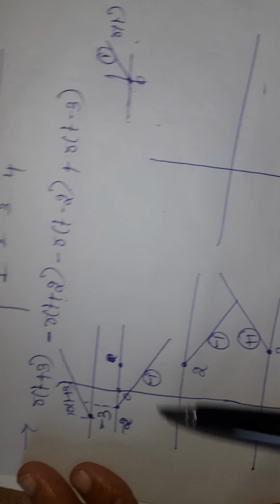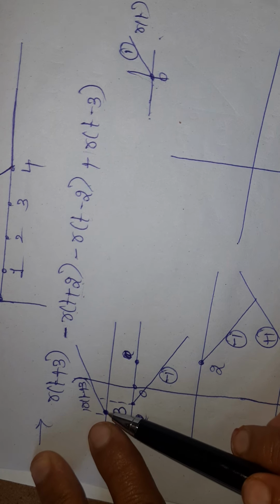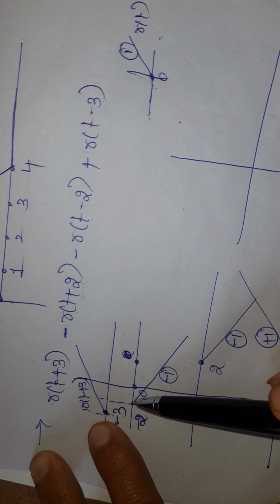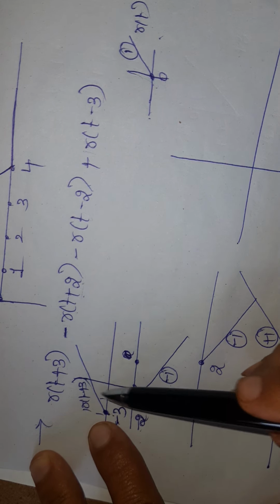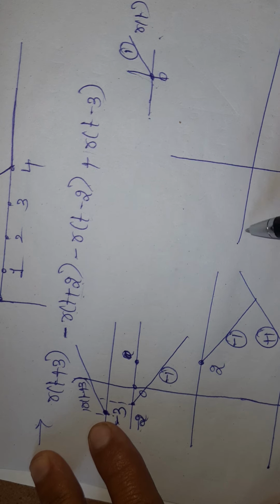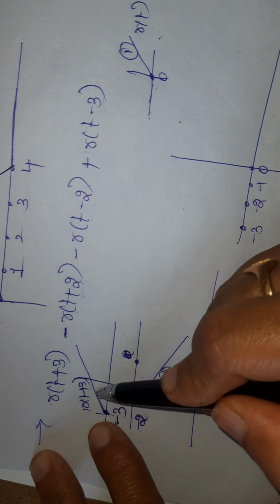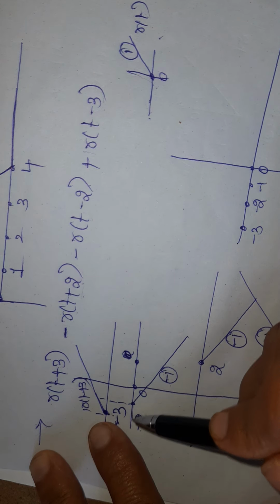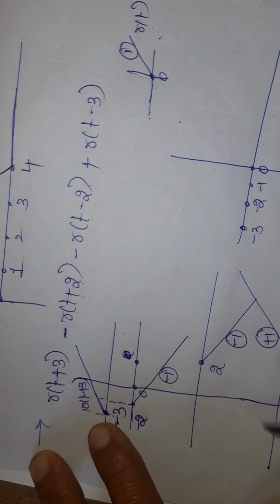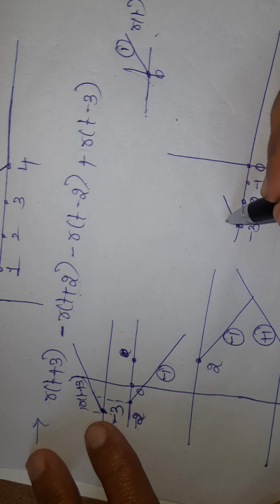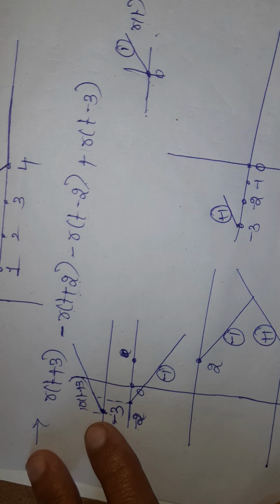Okay, so first see, in between minus 3 to minus 2 I am having this raising signal only. Okay, minus 3 to minus 2 I am having only the raising signal. There is no other signal in between minus 3 to minus 2. Okay, so exactly I am placing with slope plus 1.